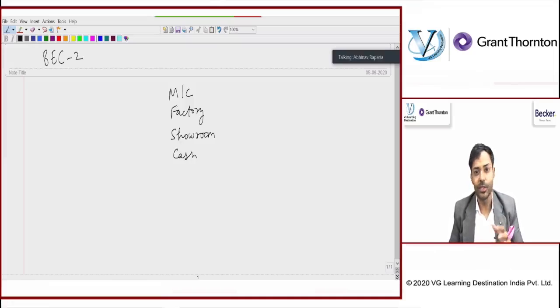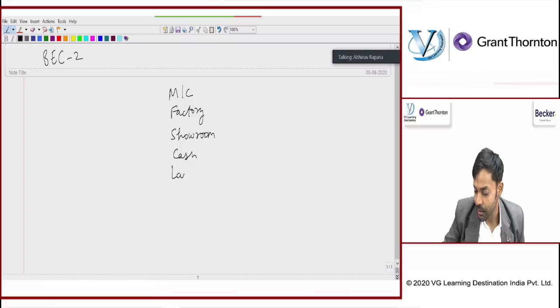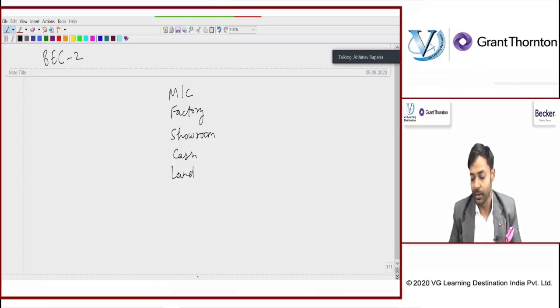So these are the broad things you'll need. You need land also, so that you can keep your machinery, your showroom, everything. So you need land for that also. So these are the basic things you look for, right? When you're looking at starting the business.